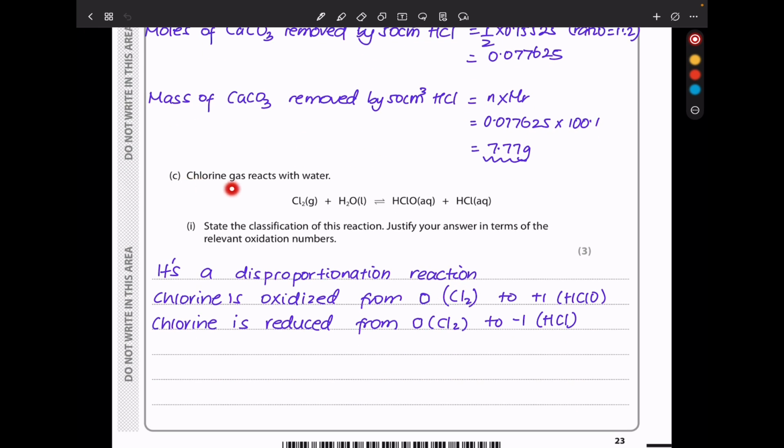And in part C, chlorine gas reacts with water. This is the equation for the reaction. They say state the classification of this reaction. Justify your answer in terms of the relevant oxidation numbers. So we can see this is Cl in oxidation state 0, converted to oxidation state +1 and oxidation state -1. So this is a disproportionation reaction. So I said it's a disproportionation reaction. Chlorine is oxidized from 0 to +1 in this compound, and then chlorine is reduced from 0 to -1 in this compound.